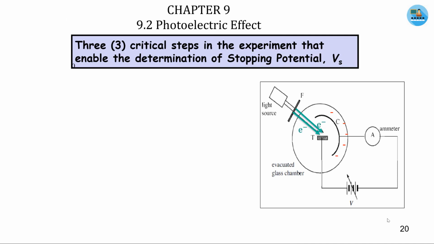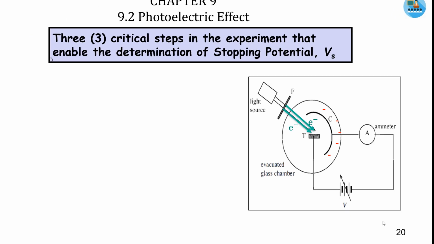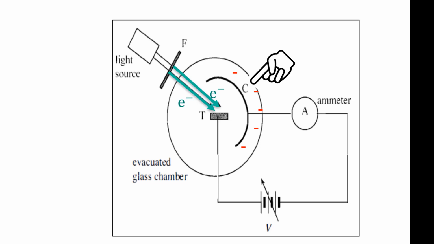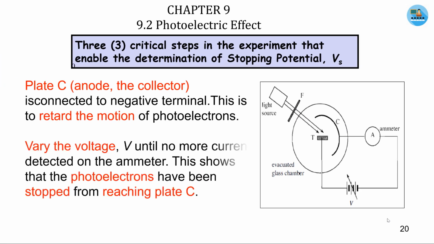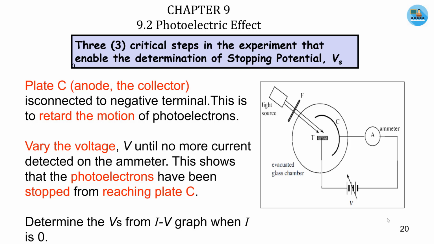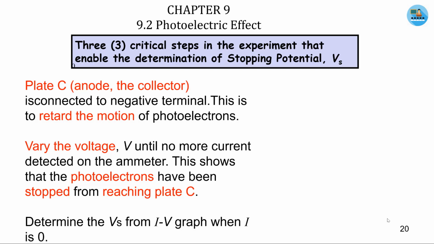There are three critical steps in order for you to determine the stopping potential Vs. Step 1: plate C, or you can also call it the anode or the collector, should be connected to the negative terminal. This is to retard the motion of the photoelectrons, as we know that photoelectrons are negatively charged, so they should oppose each other. Step 2: vary the voltage until there's no more current detected on the emitter. This shows that the photoelectrons have been stopped from reaching plate C. And lastly, determine the Vs, or the stopping potential, from the I-V graph when you see that the current is at 0.